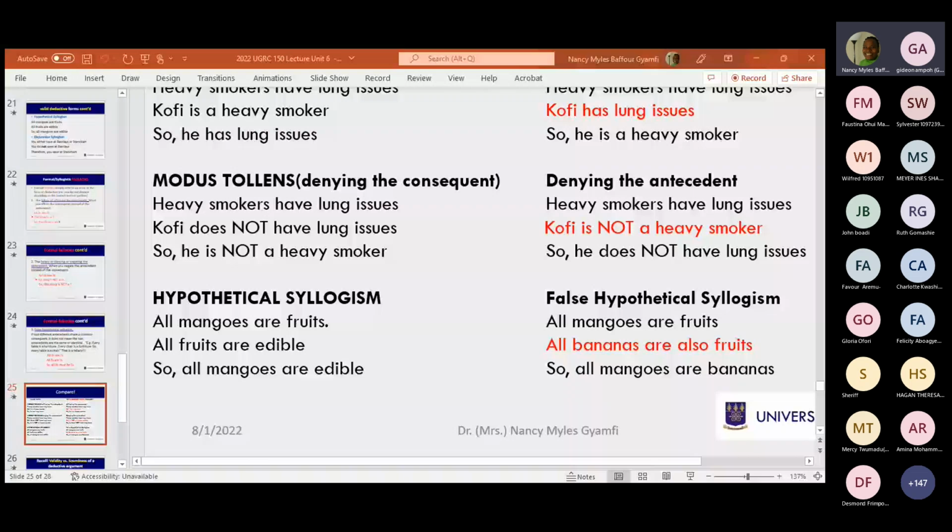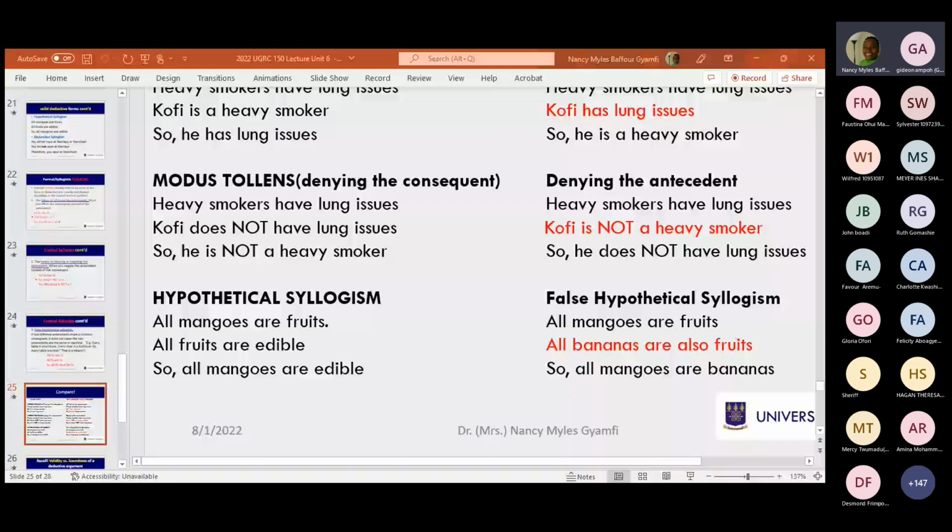So all A's are B's, and all B's are C's. Therefore, all A's are C's. This is not modus ponens. Modus ponens would have said all A's are B's. This thing, particular, not all. This thing is an A, therefore you conclude it's a B.